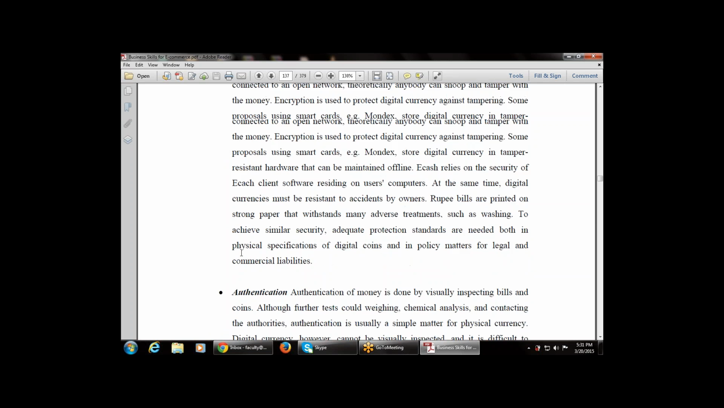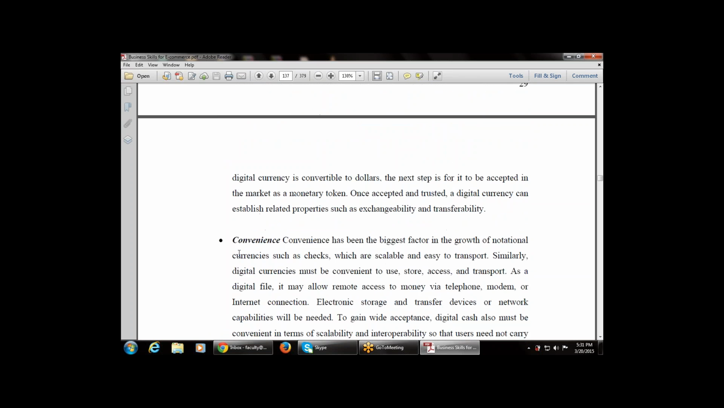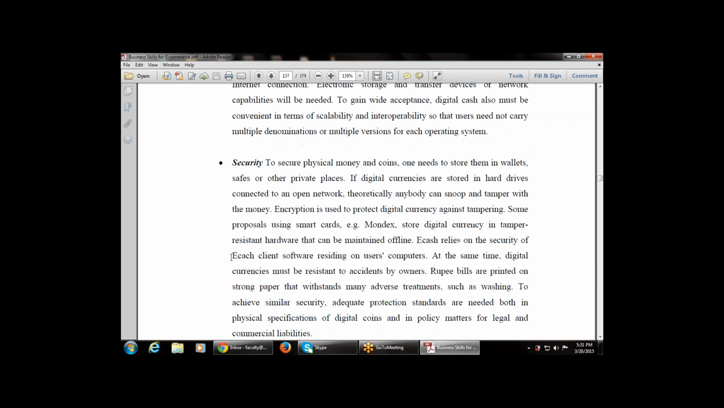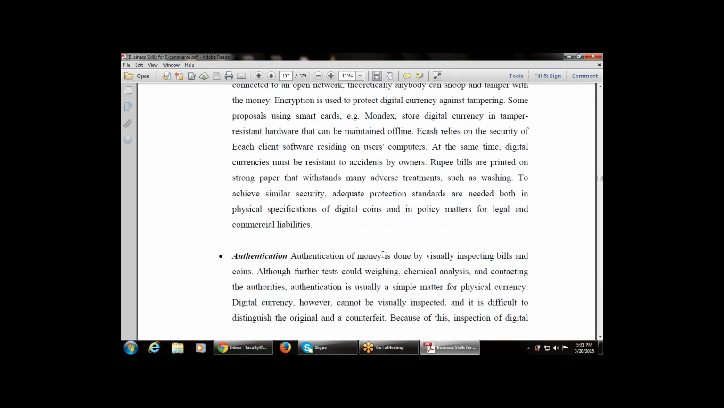Next is authentication. One is security, one is convenience, one is monetary value. Next is authentication of money. This is also one of the properties of digital currency, that the digital currency must be authenticated. Whenever I say authentication of money, if I say the Indian rupees, that is done by visually inspecting the bills and the coins.